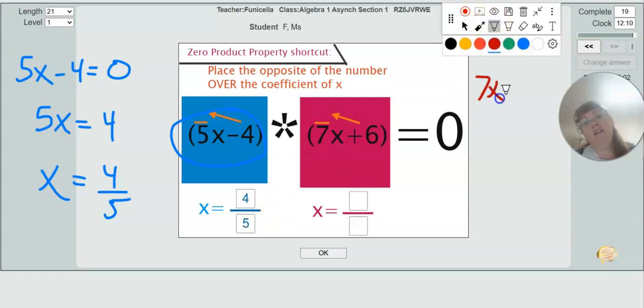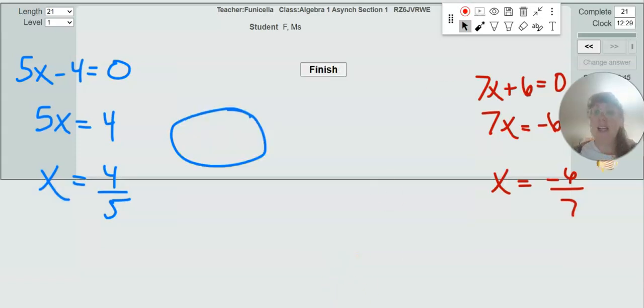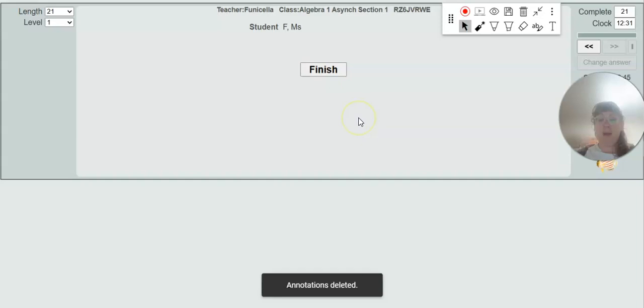In red, 7x plus 6 equals 0. Subtract 6 on both sides to get 7x equals negative 6. Divide by 7 to get negative 6/7. Beautiful. And hit OK. And that's a wrap on the zero product property.